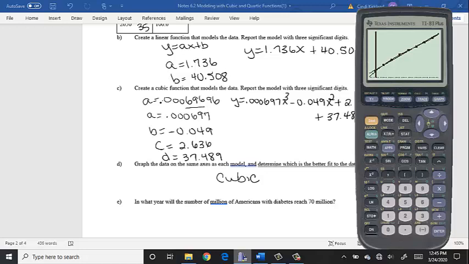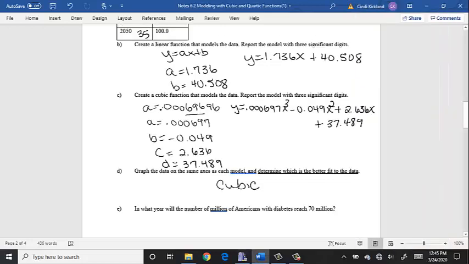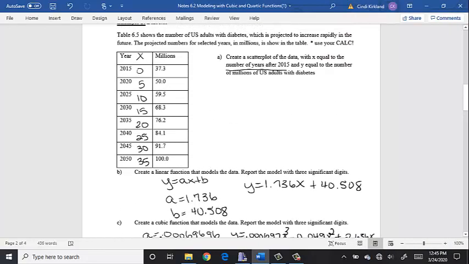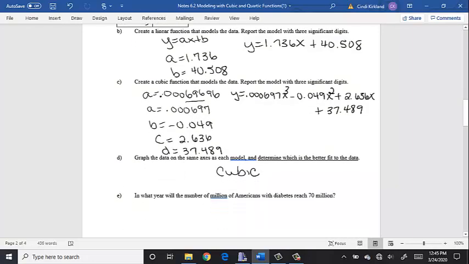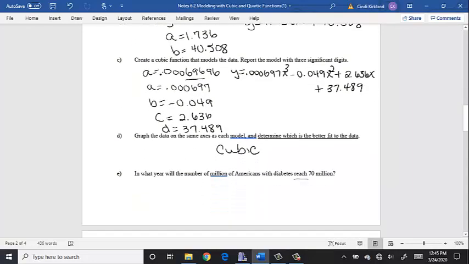Part E in our example says, in which year will the number of millions of Americans with diabetes reach 70 million? Now go back and look at your data. Our X values are the year, and millions is the projected number of people with diabetes. So they're asking us in part E, in what year? So they're asking us to solve for X. It tells me that the number of people with diabetes is 70 million. So we're going to use our cubic function because it was a better representation of our data.